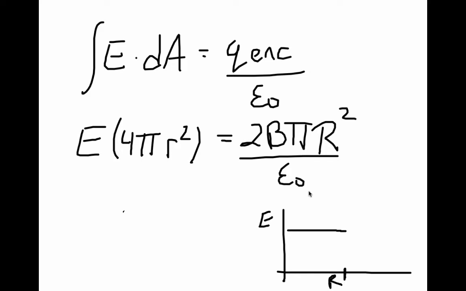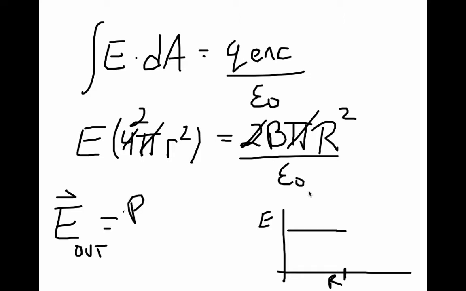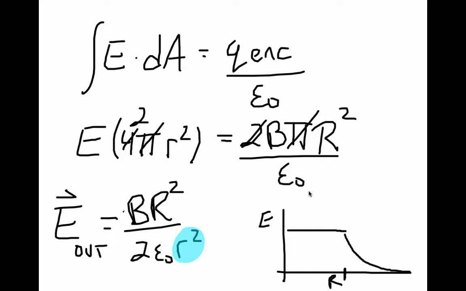Not as much is going to cancel this time. The pi's still go away. The 4 and the 2 cancel out, which leaves behind the electric field outside the sphere is b R squared over 2 epsilon 0 little r squared. So if you look at the electric field outside, everything is constant except 1 over r squared, which means that we can treat the sphere as a point charge once we get outside the radius.